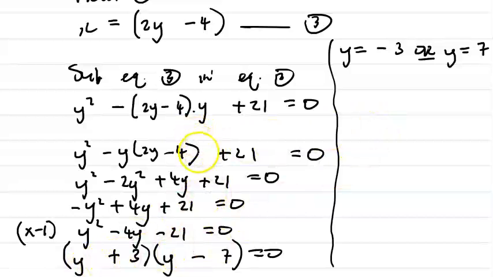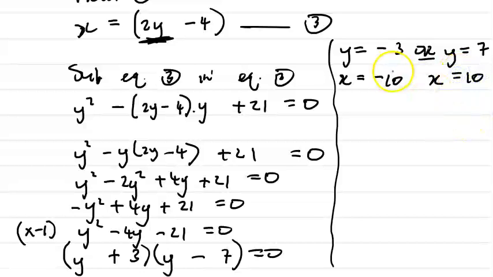So now what we need to do is solve for x. There we've got an equation in terms of x already. x equals 2y minus 4. So therefore x equals 2 times minus 3. 2 times minus 3 is minus 6. Minus 6 and minus 4 is minus 10. And on this side, if I put 7 here now, 2 times 7 is equal to 14, and 14 minus 4 is equal to 10.